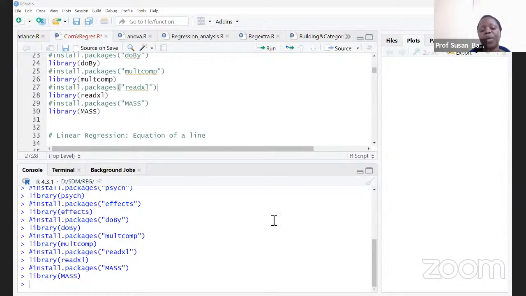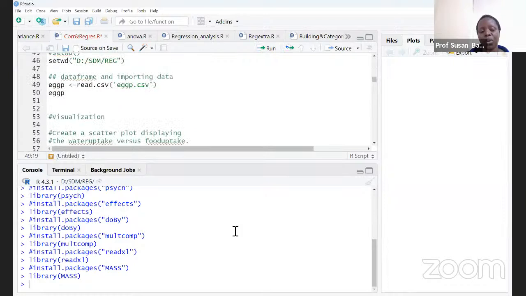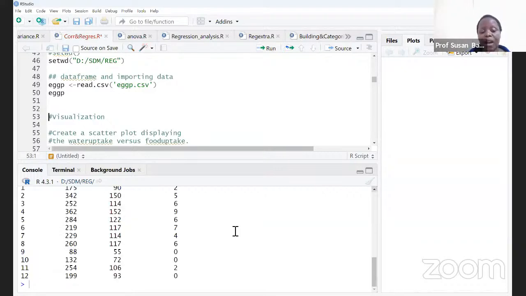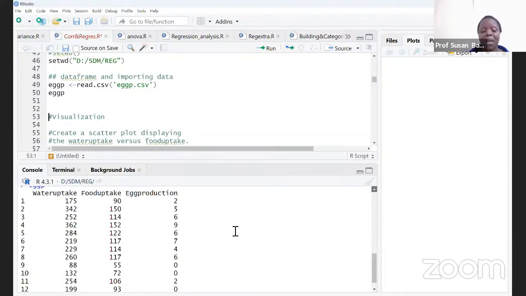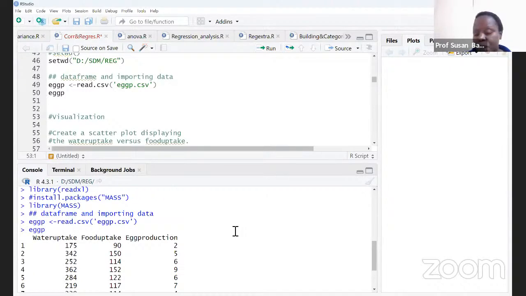When you look under your console, you see water uptake, food uptake, and egg production. This data is about rearing chicken, and you want to see how much food you should be buying, how much water, for you to have maximum egg production. Okay, are lines 49 and 50 okay? Has everybody run line 49?